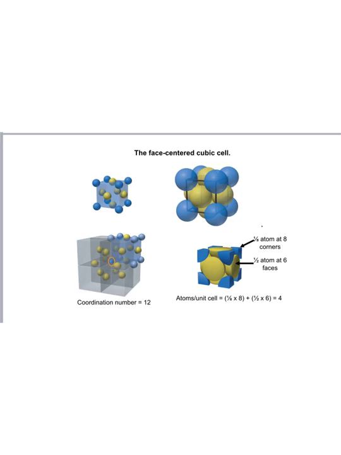So again, you have the corner atoms. You have 1/8 times 8. And then there are 6 faces on a cube, and each of them has half of the atom on the inside. So the total number of atoms in a face-centered cubic cell is 4.